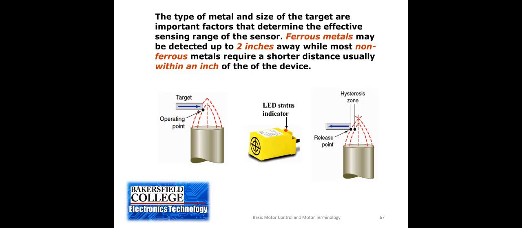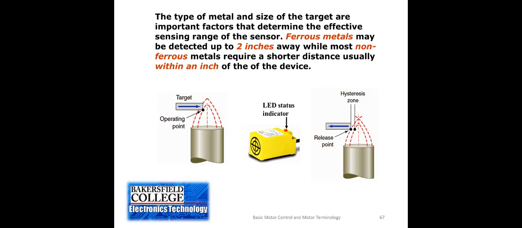Now, it's important to know the type of metal that you're using, because if it's a ferrous metal, which contains iron, cast iron, for example, or steel, then they can be a little bit further away from the proximity detector than other metals that are non-ferrous, like copper or brass or aluminum. And then those have to be closer.